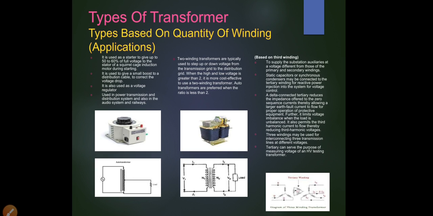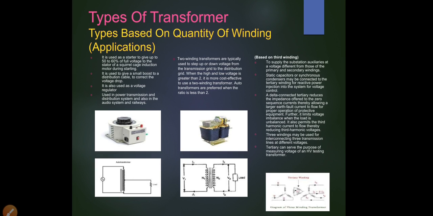Generally the substations already have a known voltage, 440 kV or 330 kV. For that, three winding transformers are used. The static capacitors or synchronous condensers may be connected to the tertiary winding, that is the third winding, for reactive power injection into the system for voltage control. These static capacitors or synchronous condensers are connected to control the voltage.